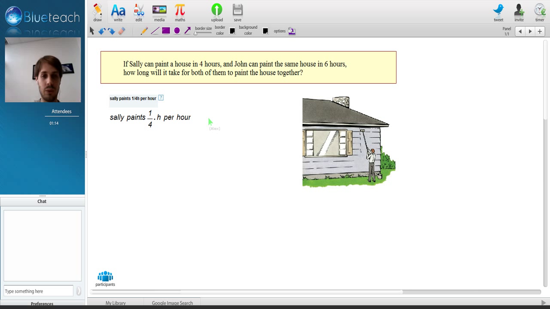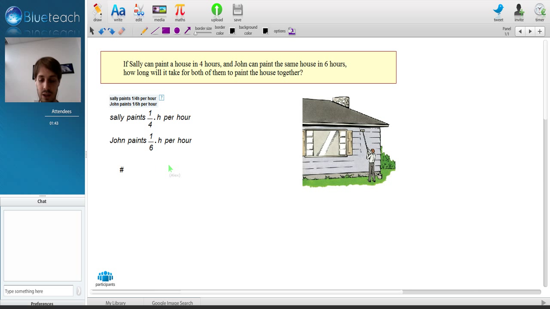And for John it's the same thing, right? John paints one sixth of a house per hour. Okay, so the key to solving the problem is that let's say X is the time they would spend painting the house together.